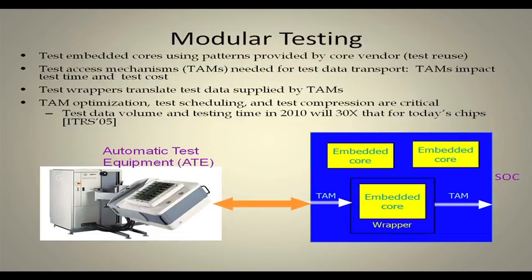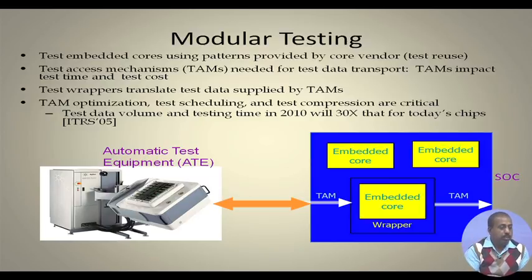So, what is required is some sort of modular testing. Test embedded cores using patterns provided by core vendors. That is definitely there. We cannot avoid this situation, and test access mechanisms are needed for test data transport. So, this is the ATE. From the ATE it has to transfer data to the embedded core via some test access mechanism or TAM, and again the responses are collected through some TAM and given back to the ATE, and then this ATE will again analyze it.